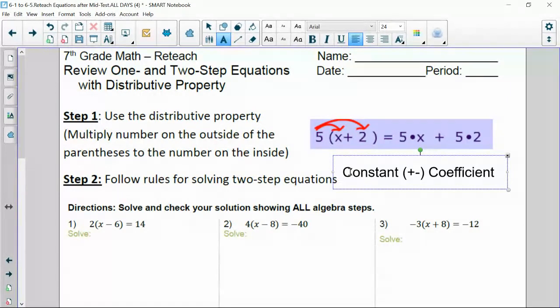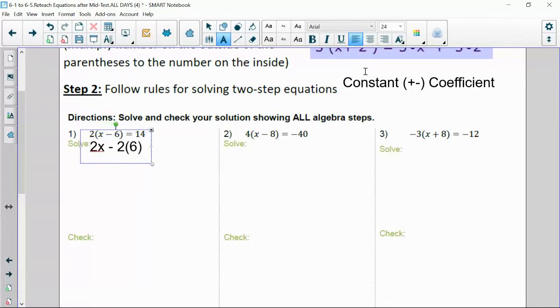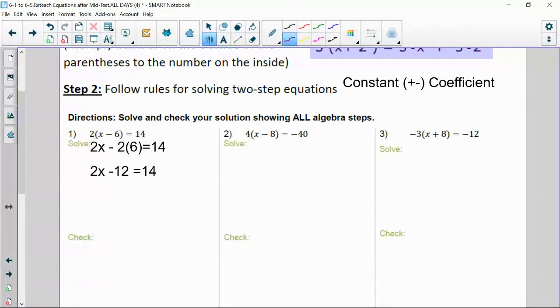All right, so let's look at this side here. We have first a 2(x minus 6). Take your 2 times x and your 2 times x minus 2 times 6, and it's still going to equal 14. We are not taking 2 times 14. So then you get your real new equation: 2x minus 12 equals 14. Then we can start using those algebraic skills.